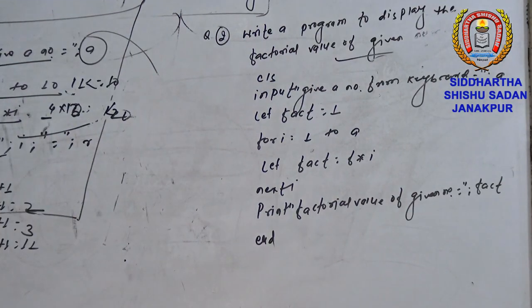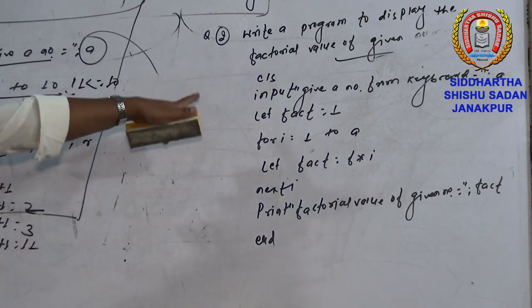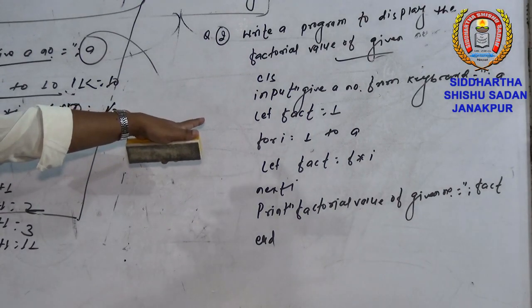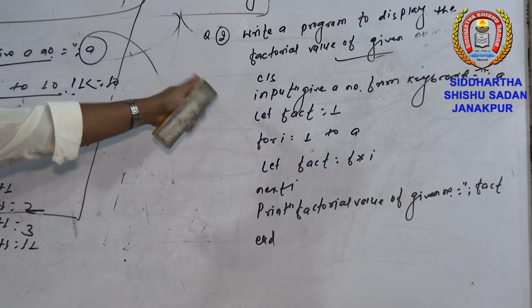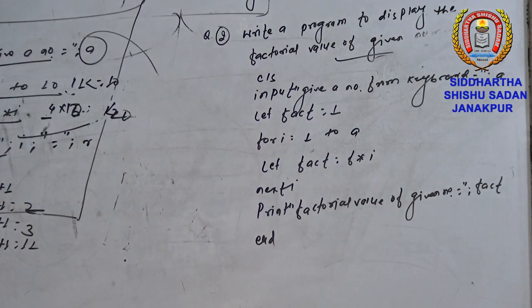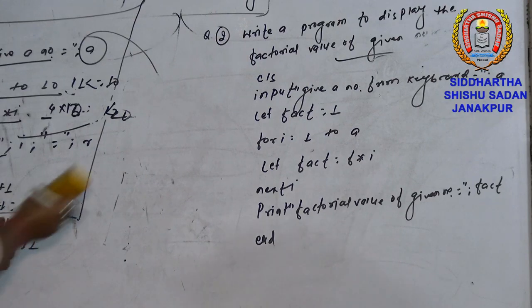Finished. I told you, student, once again, a problem has many solutions. We can write many solutions of the same problem. Let us see first, try to understand the first method to calculate a factorial of a given number. I'm going to explain this today.